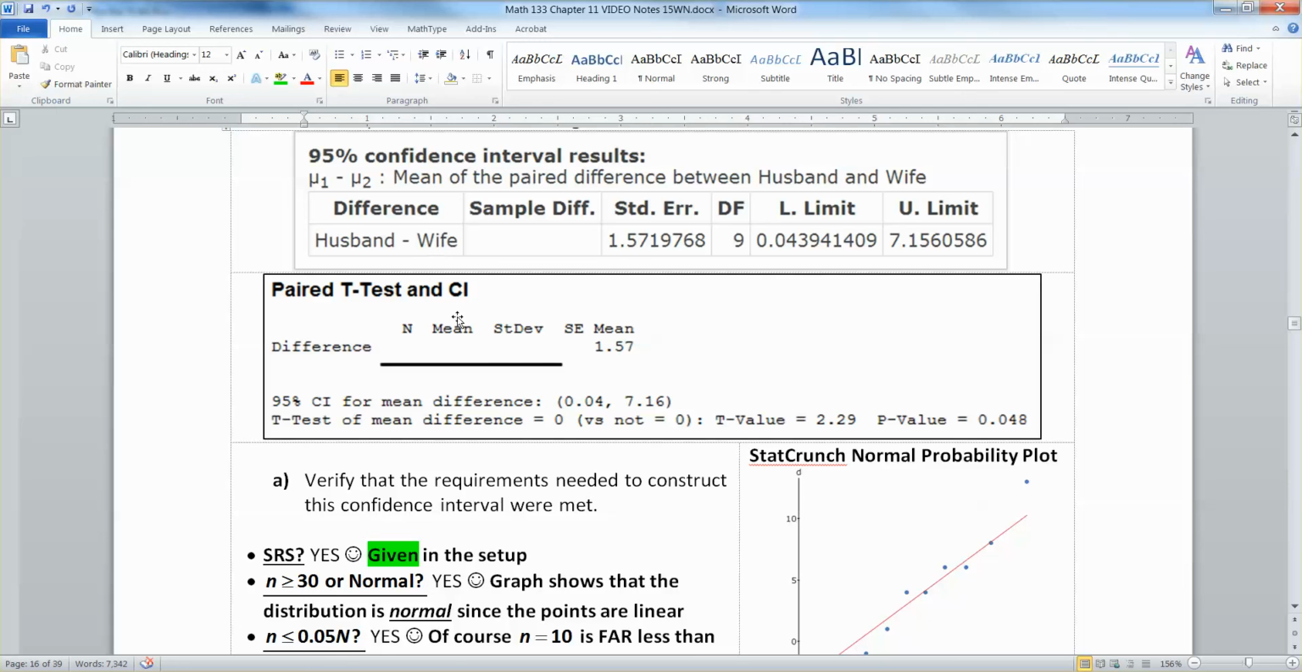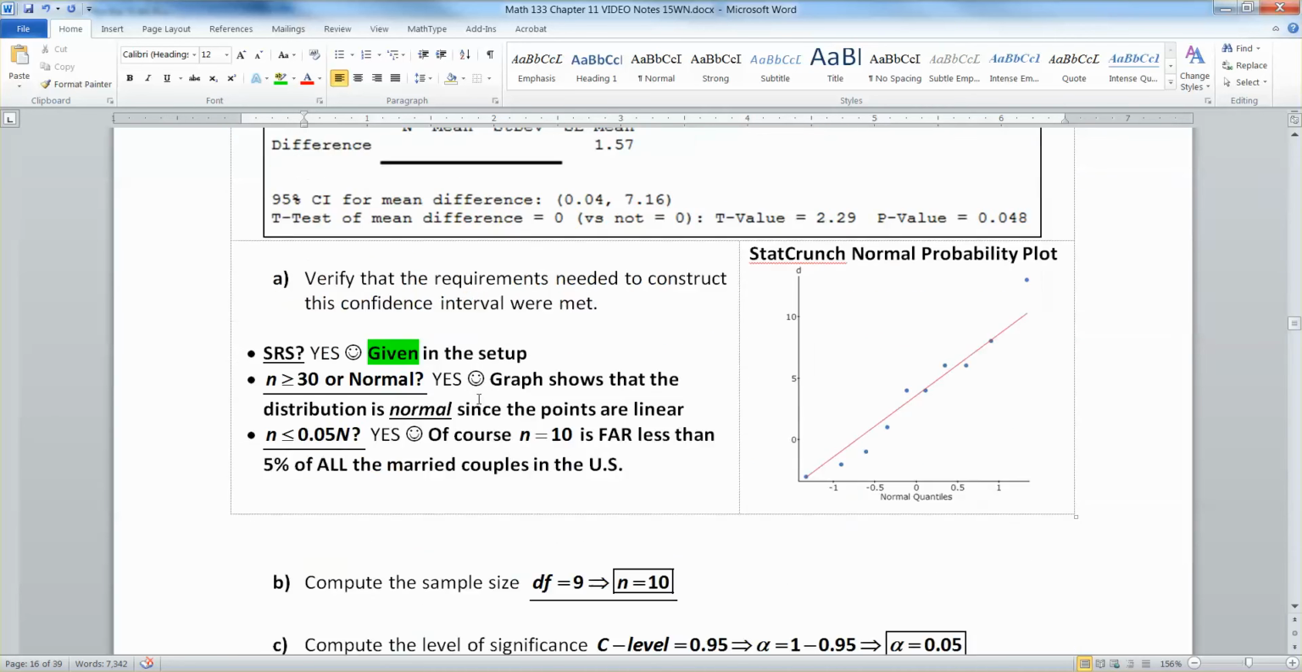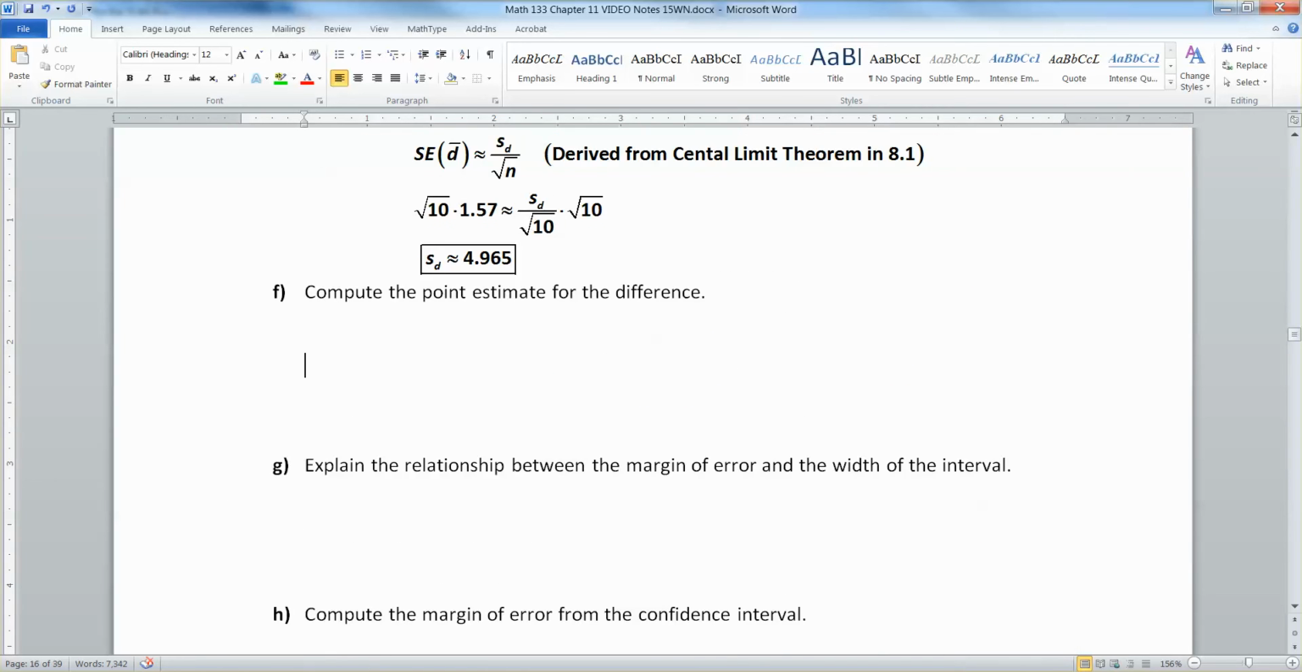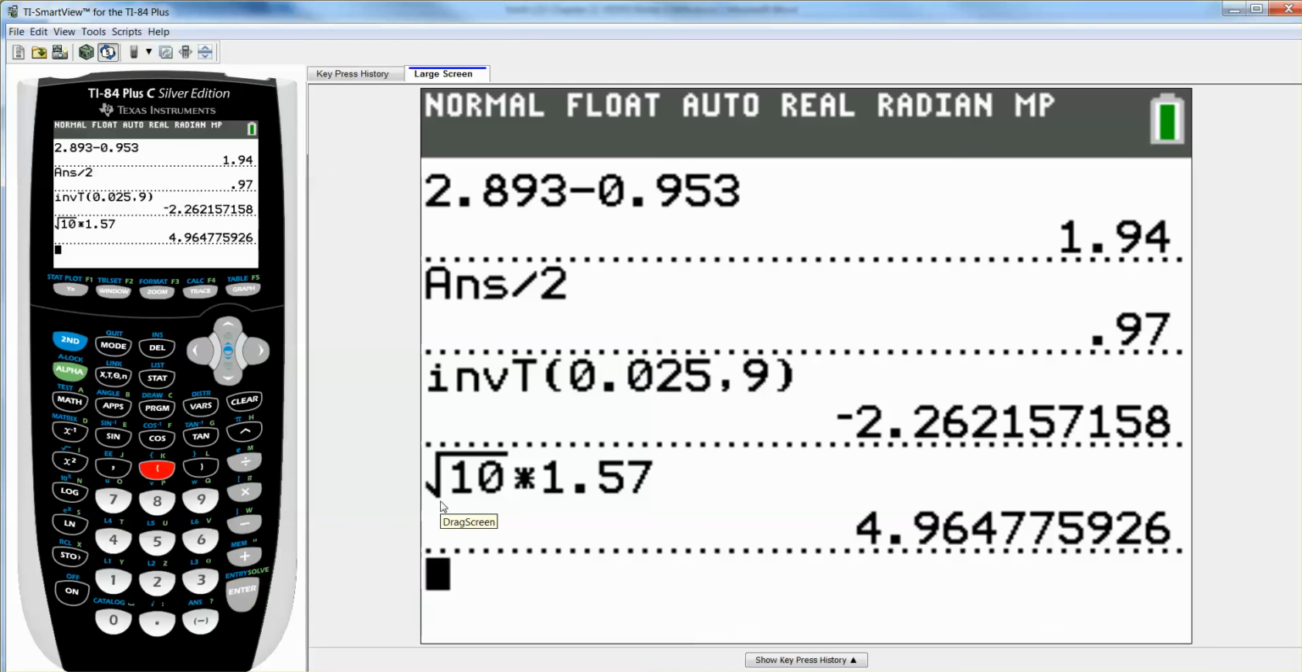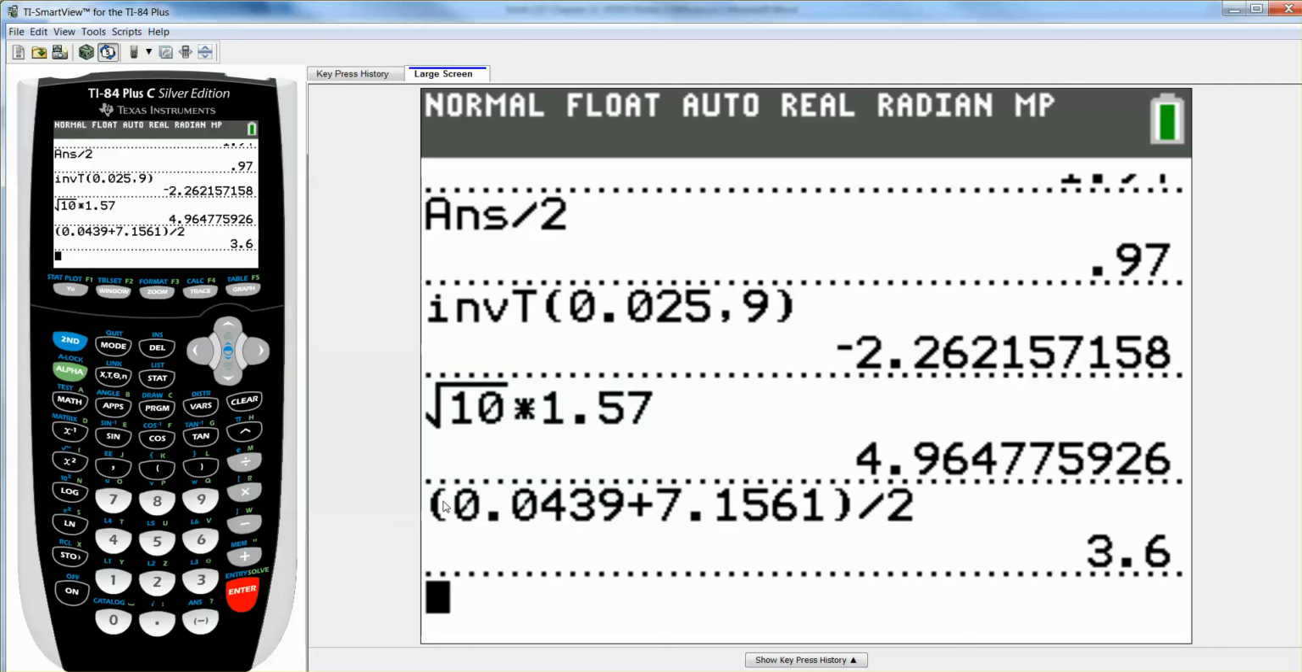And that'll be your mean right here that I've blocked off for you, or your sample difference right there. That'll be your D bar. I've left both of them blank on purpose. So we take the point estimate to be the center of the interval, which is D bar. That's 0.0439 plus 7.1561 divided by 2. So you take 0.0439 plus 7.1561, close your parentheses, divide by 2, and you'll get 3.6.